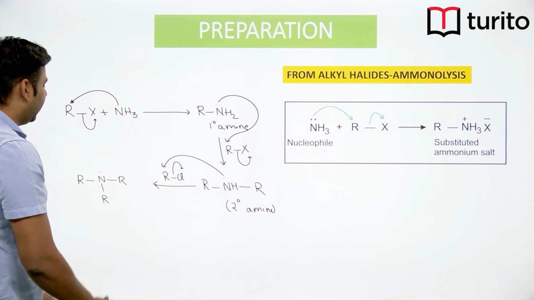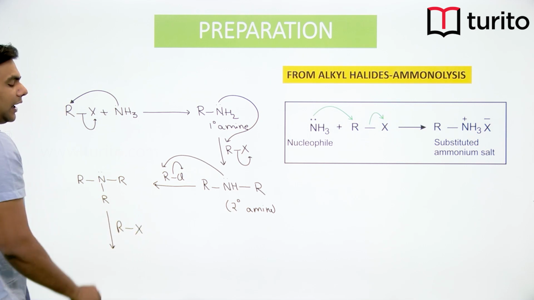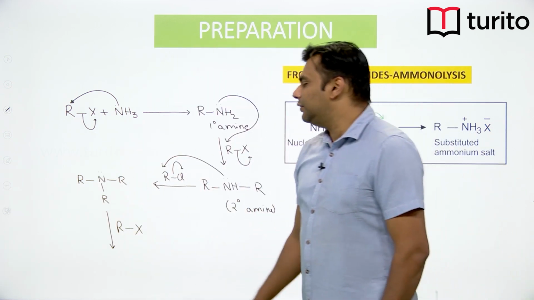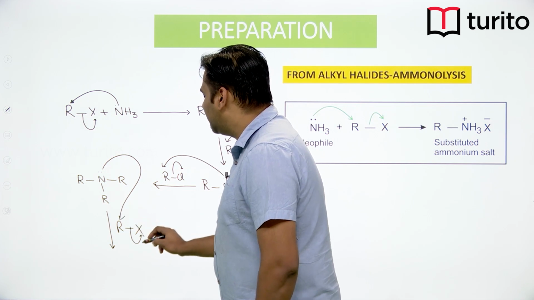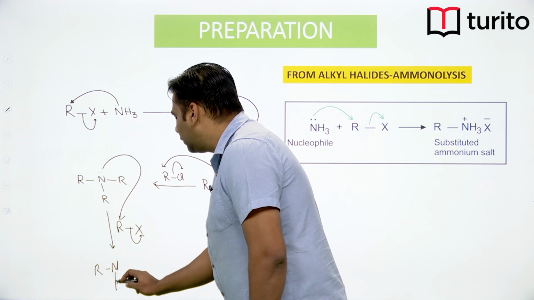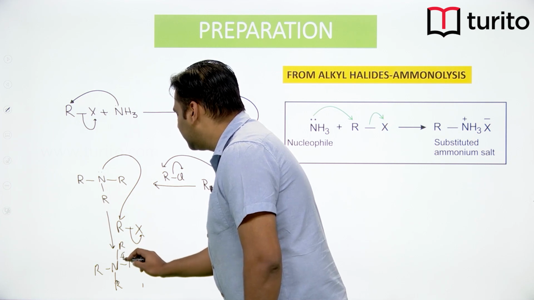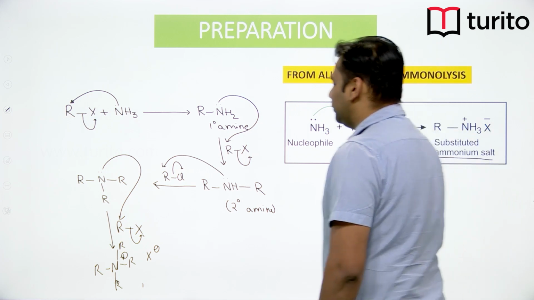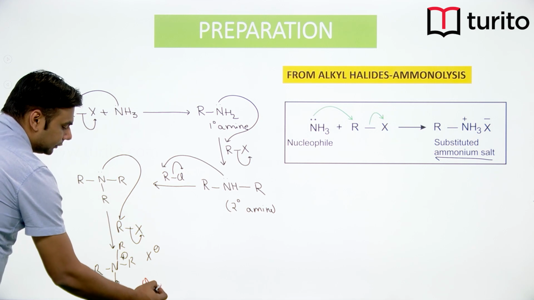Now in a 3 degree amine, there are 3 R groups attached to nitrogen, which will further increase the electron density and its nucleophilic strength. So this will go and attack the carbon bearing the halogen, and finally we will form a 4 degree nitrogen or a quaternary ammonium salt. So in this reaction we are forming a quaternary ammonium salt, that is what is written, substituted ammonium salt.